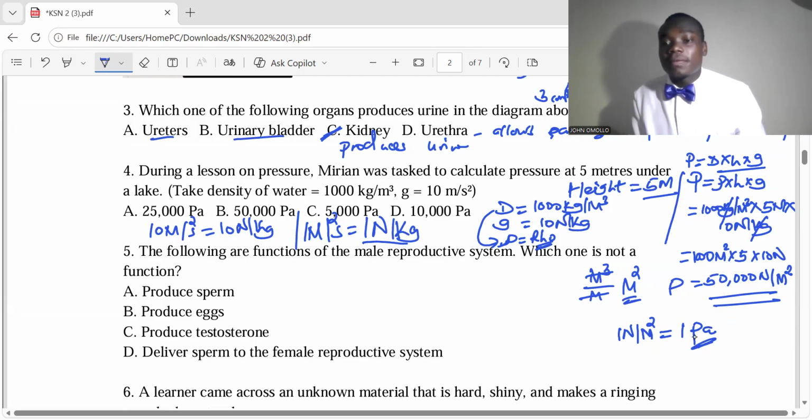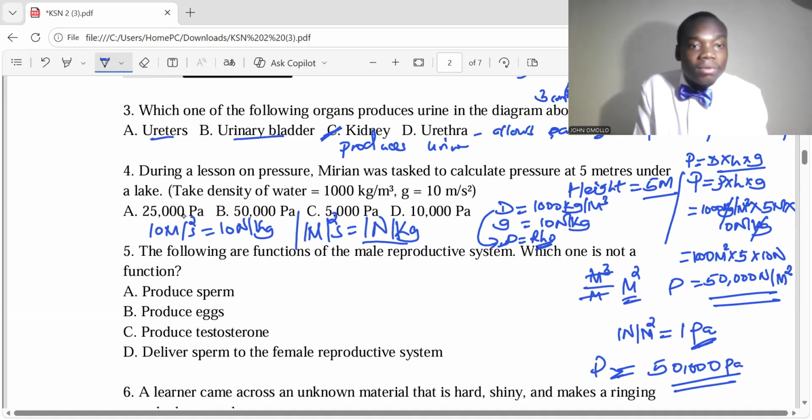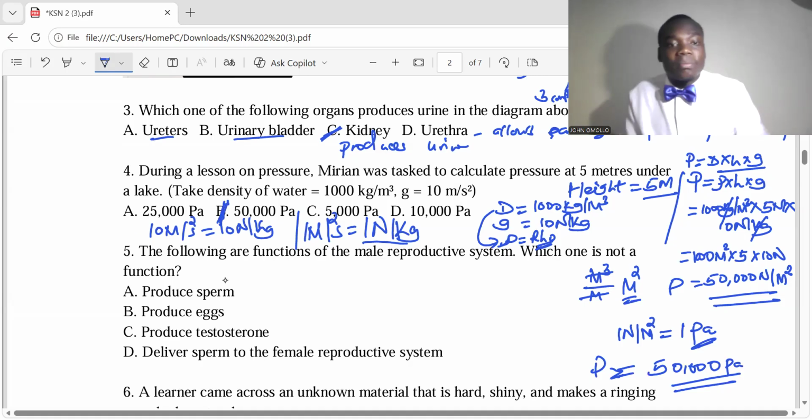So if we have 50,000 Newton per meter square, it means our pressure will be 50,000 Pascal. Let's mark our answer. So our answer is choice B, 50,000 Pascal.